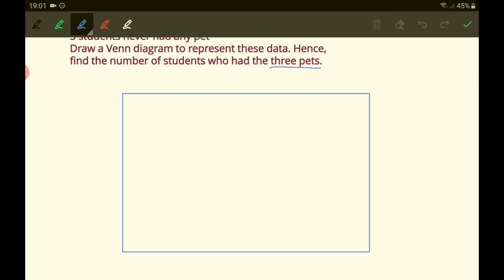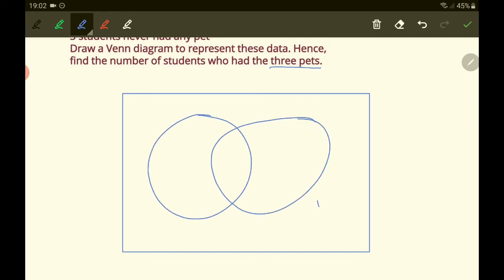Okay, yeah, draw 3 circles representing the 3 variables that we have: cat, dog, and turtle. Okay, so like this. Okay, so this is too small. Yeah, I want a bigger one. So like this, like that, and like this. Yeah, okay, so no problem.